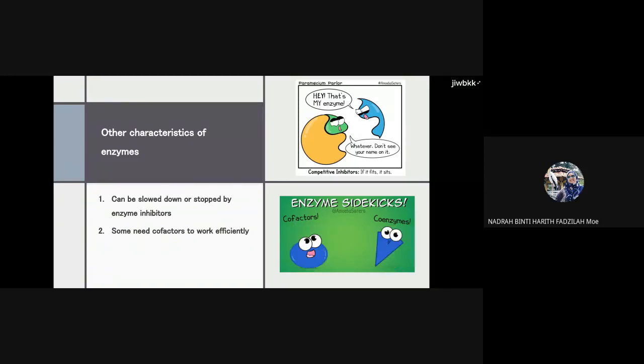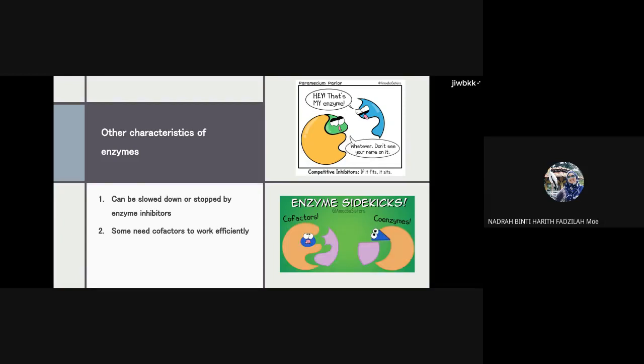Nombor 1, the reaction of enzyme boleh diperlahankan disebabkan oleh the presence of inhibitor on the active site. Jadi bila ada inhibitor kat situ, substrate tak boleh masuk. So no enzyme substrate complex can be formed. And some enzymes also need cofactor and coenzymes to work efficiently, macam dicadangkan oleh Nurin tadi lah.